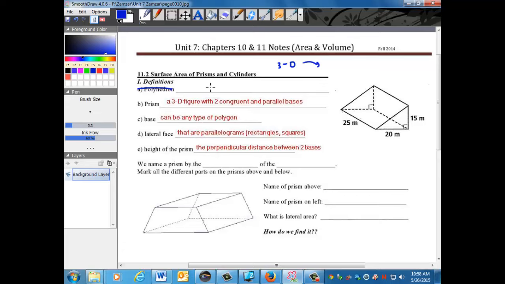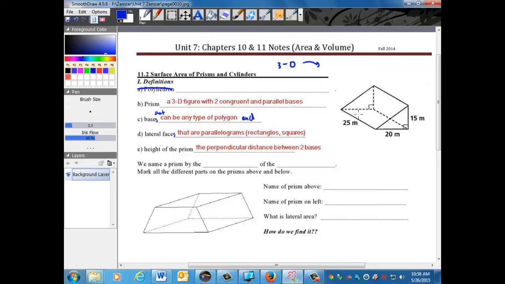So a prism is a 3D figure with two congruent and parallel bases. The base can be any type of polygon. However, lateral faces, let's continue this. So we can say that a prism is a 3D figure with two congruent and parallel bases. Let's put bases plural. That can be any type of polygon and lateral faces that are parallelograms, rectangles, and squares.